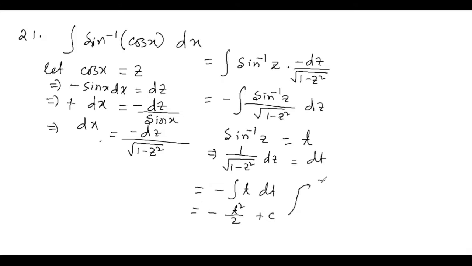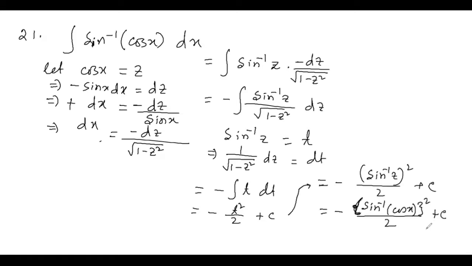Now I am writing the answer here. Now you can replace t as (sin inverse of z) whole square by 2 plus c. Now convert z, write z equals cos x: (sin inverse of cos x) whole square by 2 plus c. This is the answer. This is a little bit tricky. Two times we substitute here. So you practice it one or two times, then you can do this sum easily.